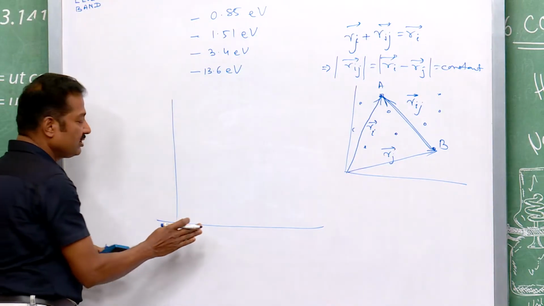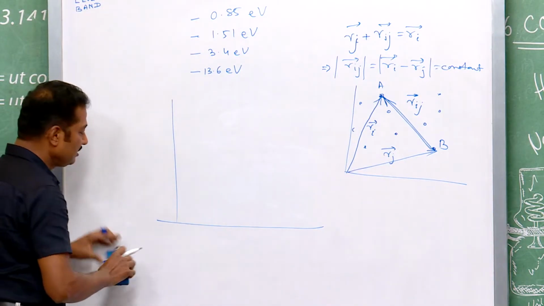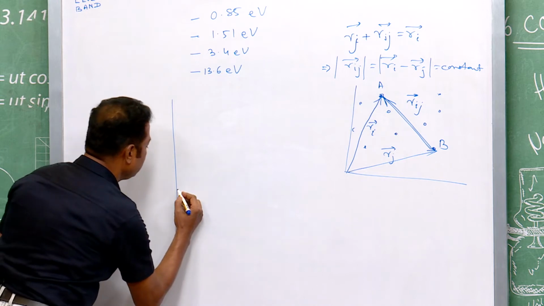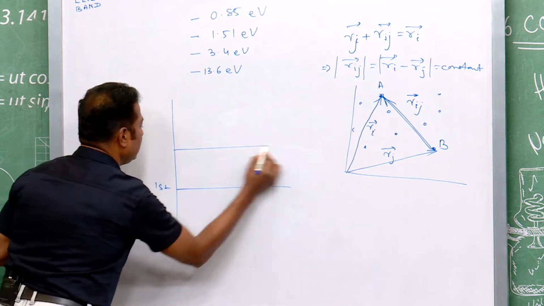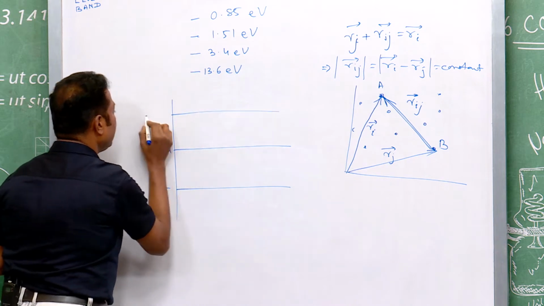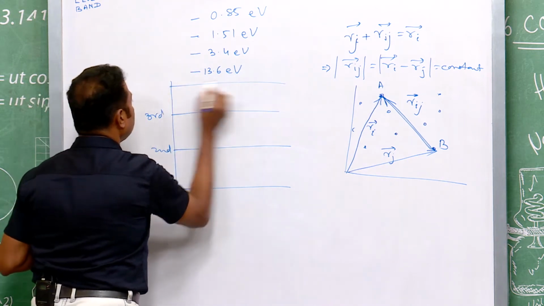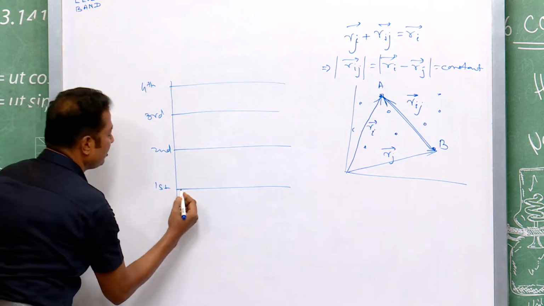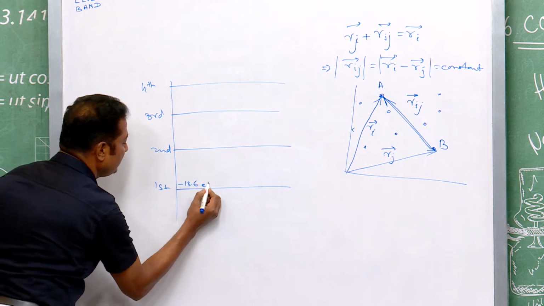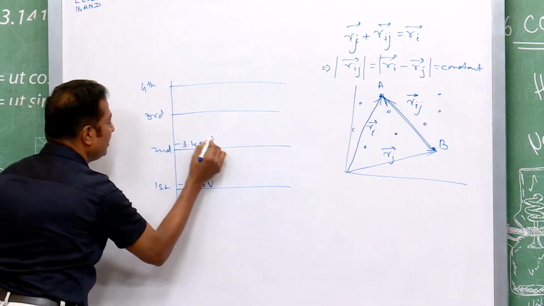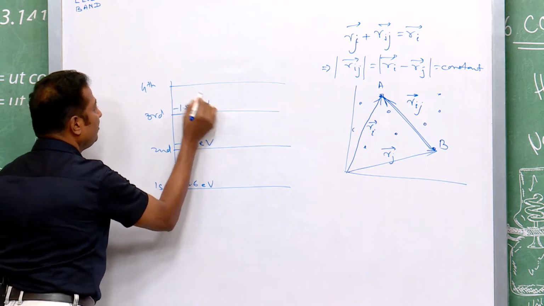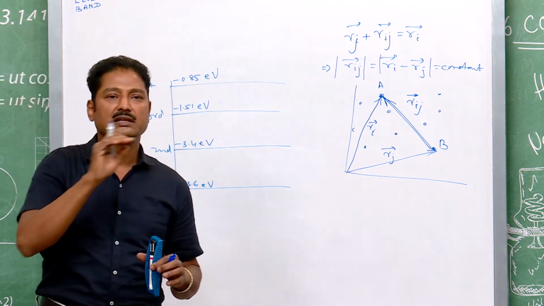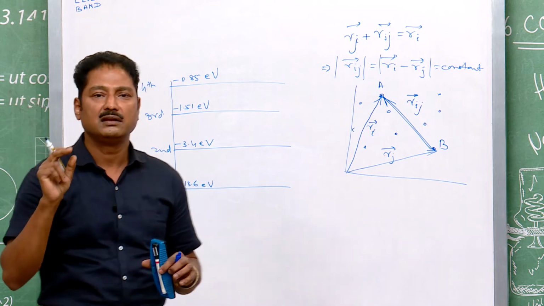You say it is just your ground level or first orbit, then it is your second orbit, it is your third orbit, it is your fourth orbit. So, in this way you can assign the energy to these orbits. This is your minus 13.6 eV, this is your minus 3.4 eV, minus 1.51 eV, minus 0.85 eV. In this way you can represent the energy of the electron by a line.